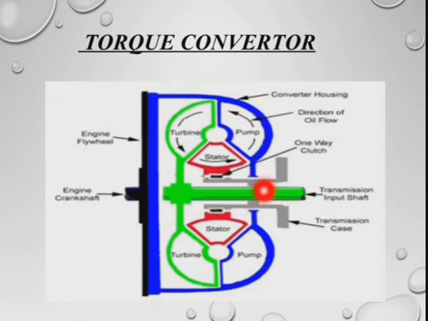In earlier times, the transmission shaft and the engine crankshaft were both connected by using clutches. In a manual system both are connected with a clutch, but instead of that, here it is connected with a fluid actually. That fluid is used for the transmission to the input shaft.